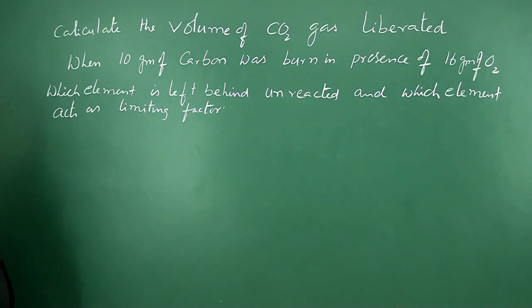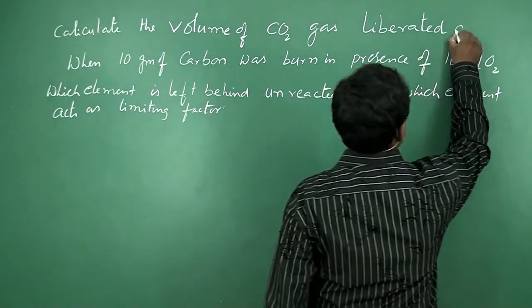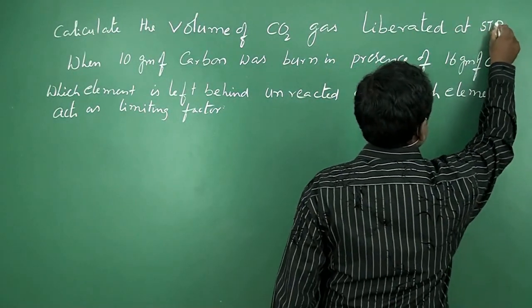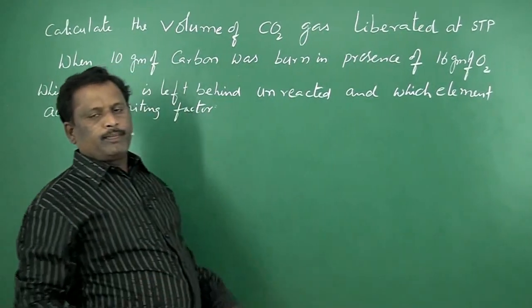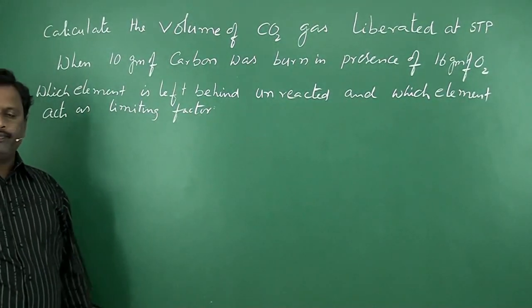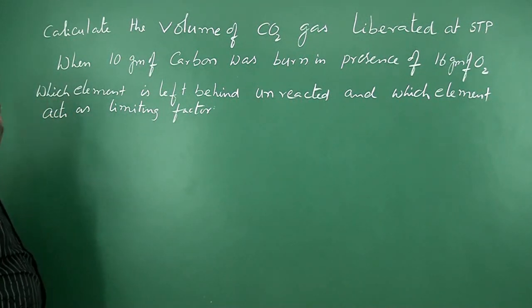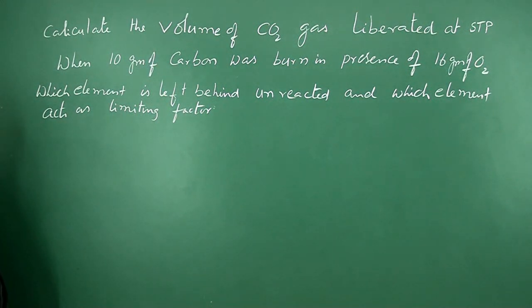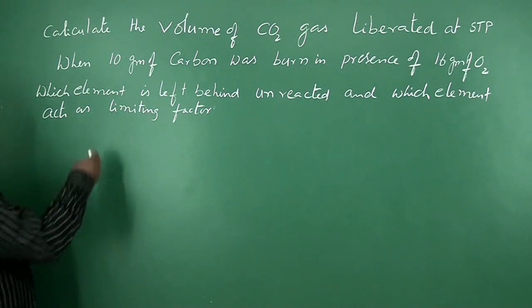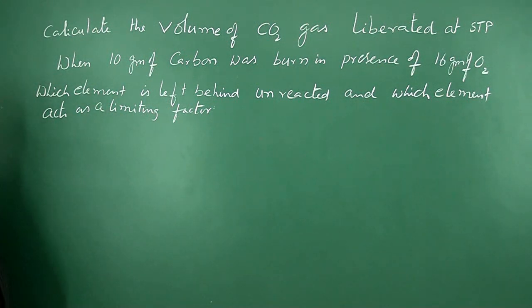So calculate the volume of CO2 gas liberated at STP, because it is important, because we can measure the volume when the temperature and pressure are given. So calculate the volume of CO2 gas liberated at STP when 10 grams of carbon was burned in presence of 16 grams of oxygen. Which element is left behind unreacted, and which element will act as a limiting factor? So this was the question. So what do you have to do now?